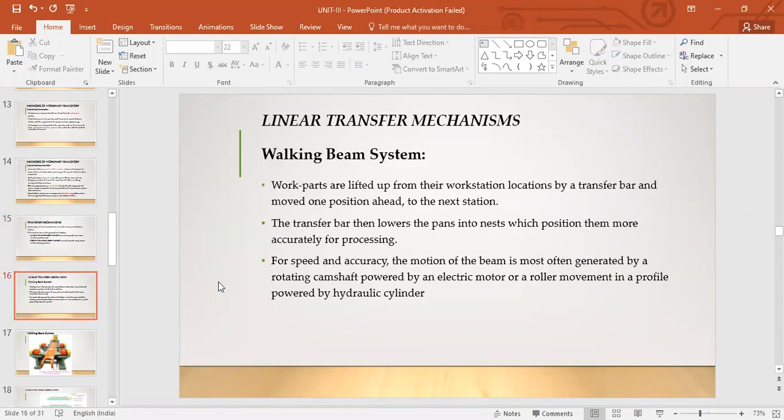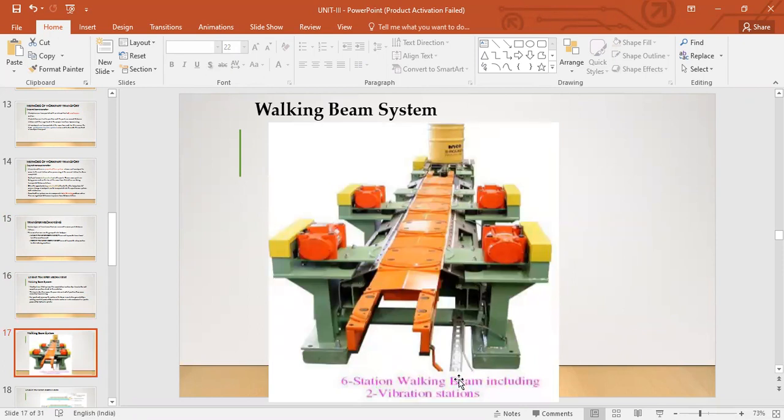When it comes to linear transfer mechanisms, you have the walking beam system. That's one of the important topics. In the walking beam system, work parts are lifted up from the workstation. If you look at the diagram first, this is your six station walking beam, including two vibration stations. Basically 1, 2, 3, 4, 5, six stations is what you have.